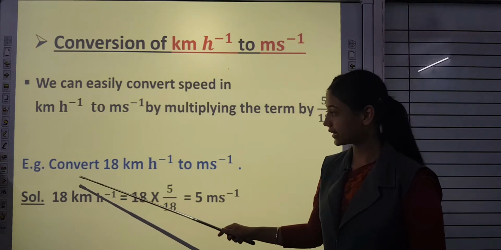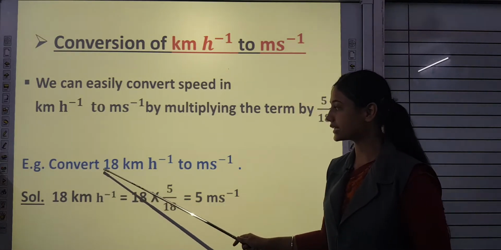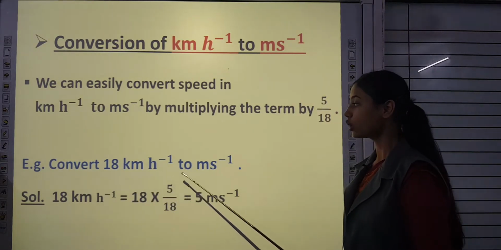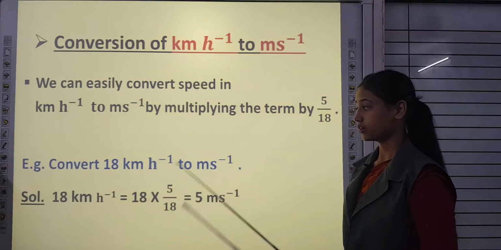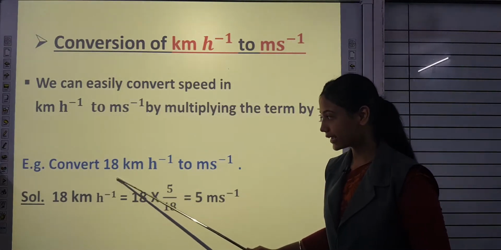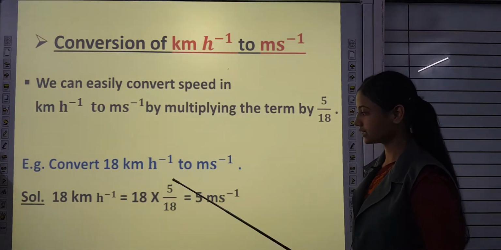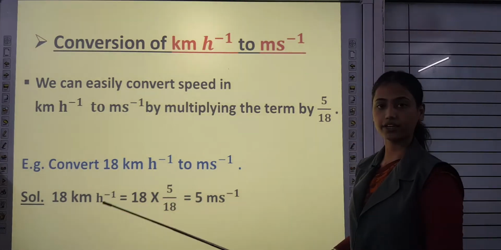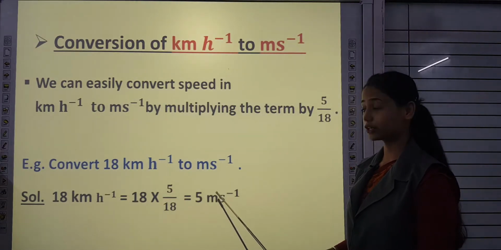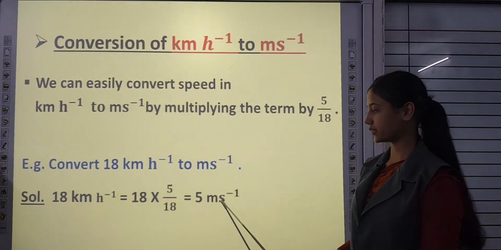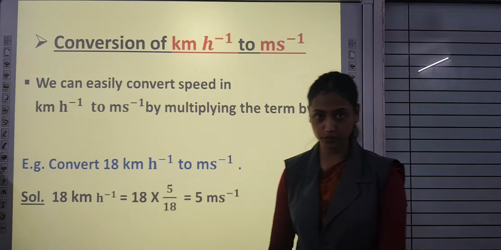Okay. Again, take an example, you have to convert 18 km per hour to meter per second. You will multiply this 18 with what fraction? With 5 upon 18. Just simplify it and you will get 5 and the unit will be meter per second. Very easy conversion.